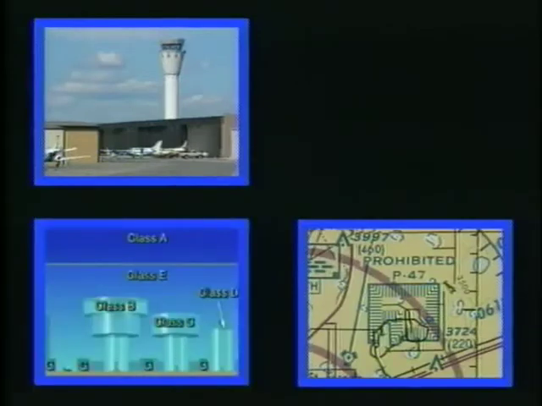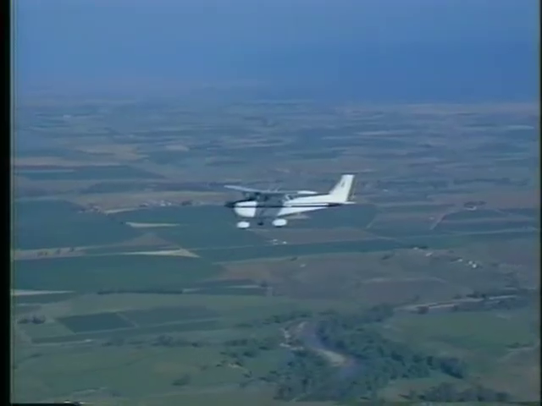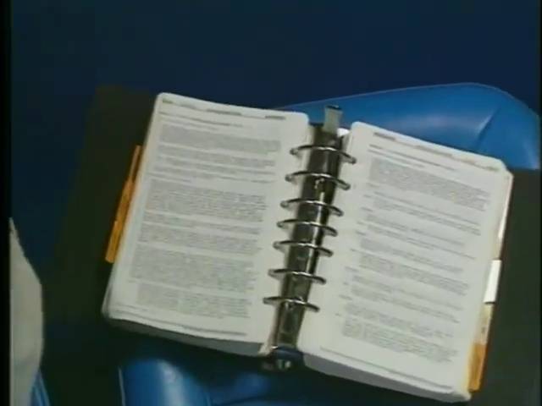A thorough understanding of airports, airspace, and the sources of flight information is essential to operate efficiently in today's national airspace system. Whether you're in VFR or IFR weather, to fly informed is to fly with confidence and safety.